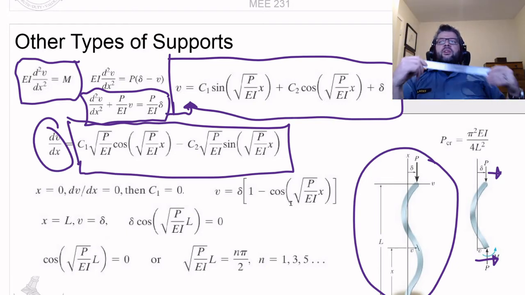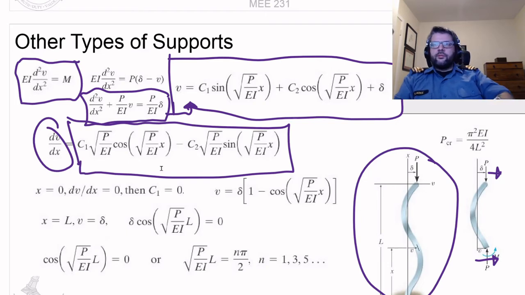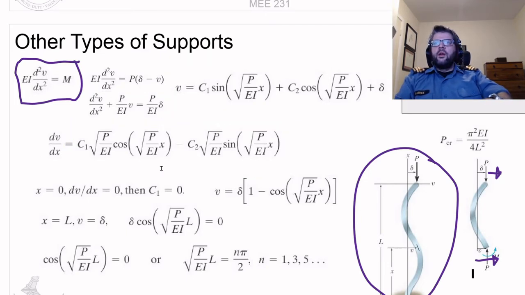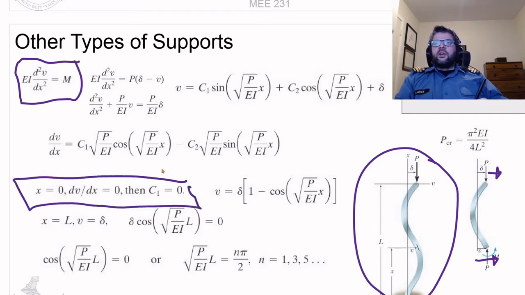So the only thing we know is that at x equal to zero, the slope is zero. If this is zero at x equal to zero, then this needs to be zero. And since we've got a sine term here, that can still be non-zero.